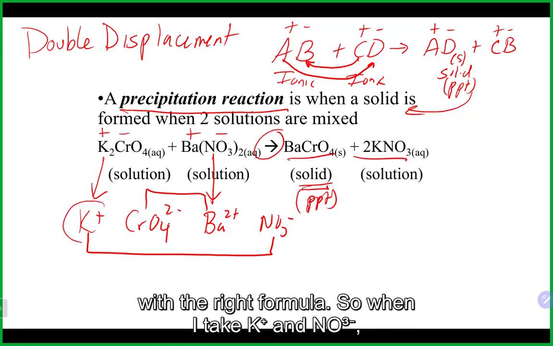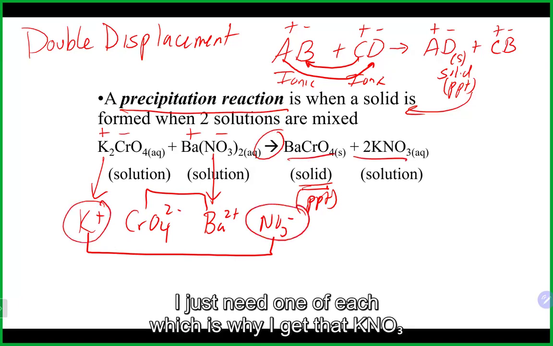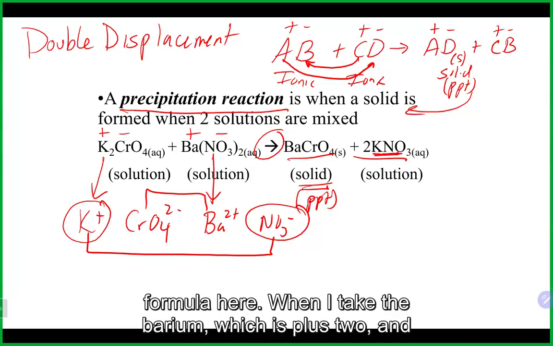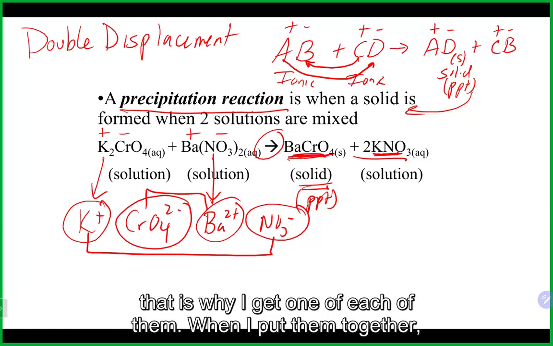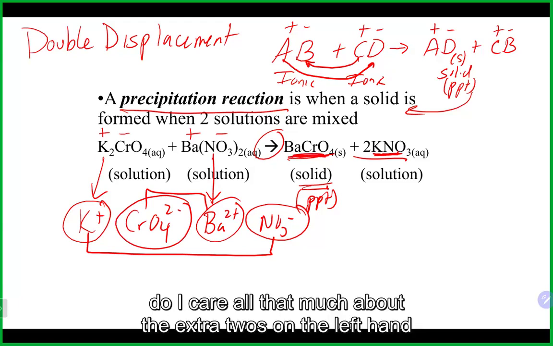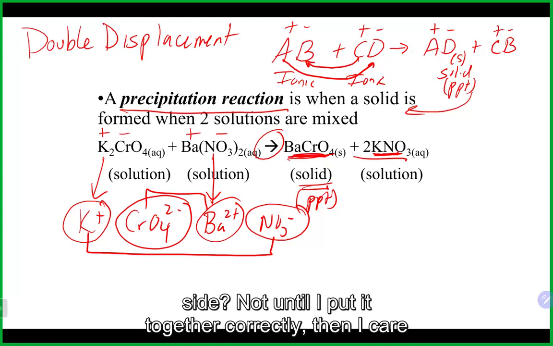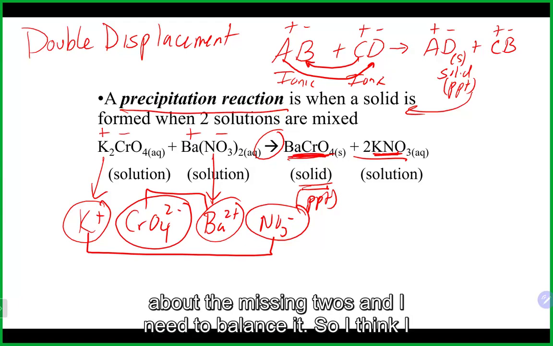So when I take K plus and NO3 minus, I just need one of each, which is why I get that KNO3 formula here. When I take the barium, which is +2, and put it together with the chromate, which is -2, that is why I get one of each of them when I put them together. Do I care all that much about the extra 2's on the left-hand side? Not until I put it together correctly. Then I care about the missing 2's, and I need to balance it.